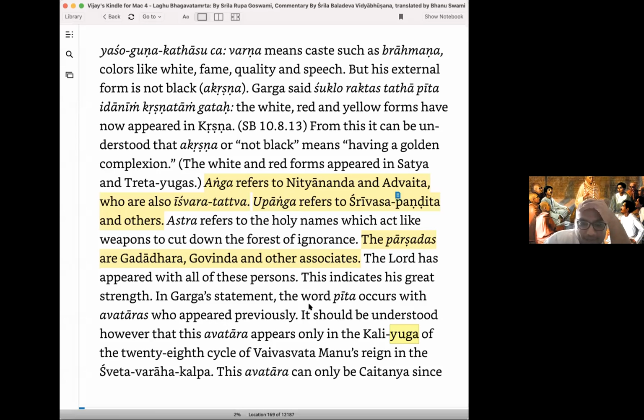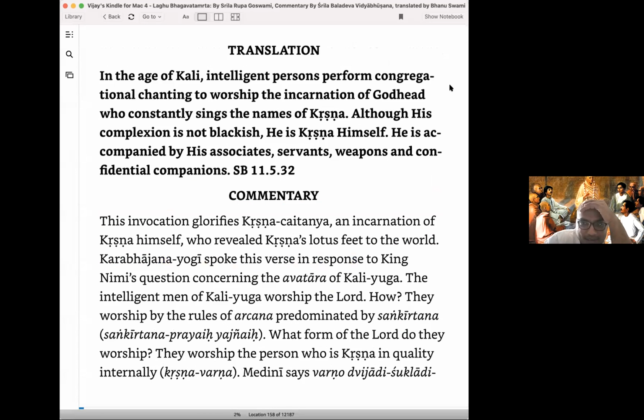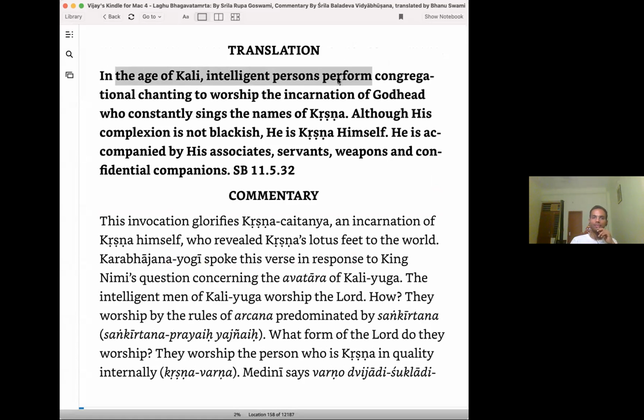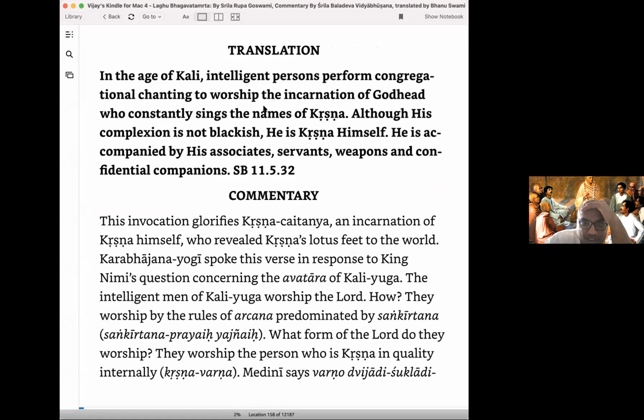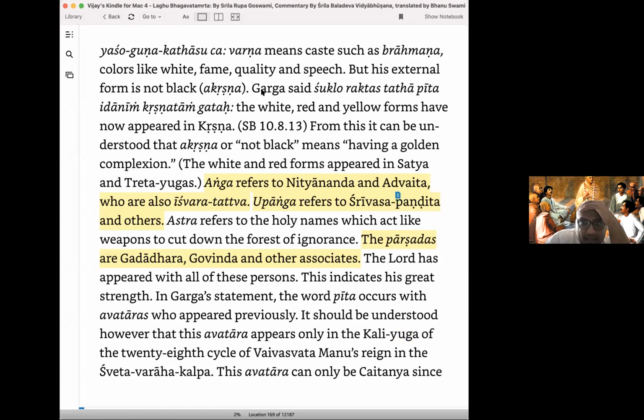So Prabhu, this is the commentary from Laghu Bhagavatamrita by Baladeva Vidyabhushana. In the age of Kali, intelligent persons perform congregational chanting. This is the Krishna-varnam tvisha-akrishnam verse, right? Then he says, what form of the Lord do they worship? Then Garga said, "Shukla raktas tatha pita idanim." The yellow form has now appeared in Krishna. From this it can be understood that Krishna means black, and the golden form, Anga, refers to Nityananda and Advaita. And the Lord has appeared with all of them.